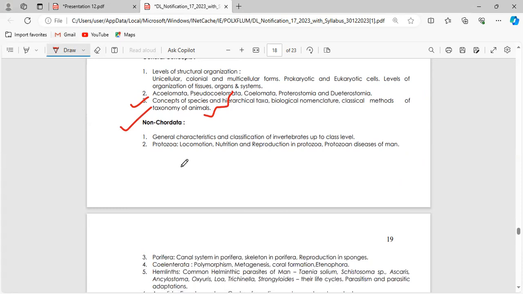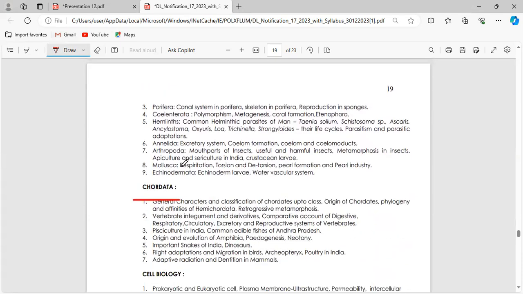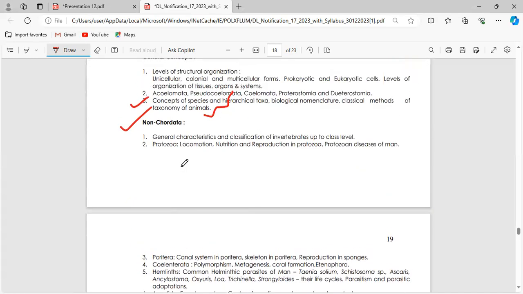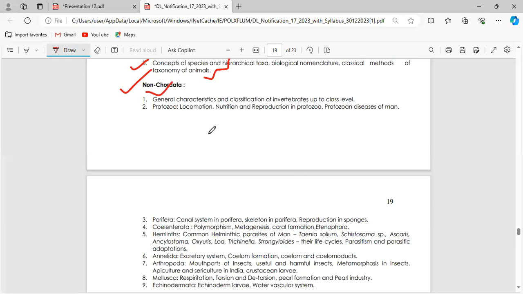Okay, next. Before we get into non-chordata and chordata, we should know the basic difference between non-chordata and chordata, what are all their differences, the difference between invertebrates and non-chordates, and the difference between notochord and vertebral column. You should know the meaning of these terminologies.